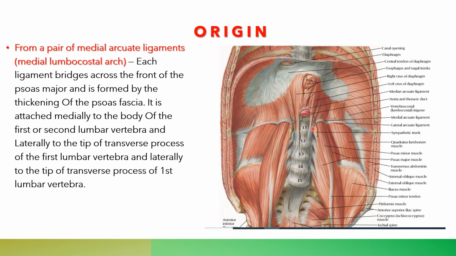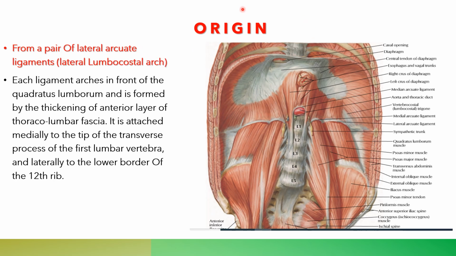So these medial arcuate ligaments bridge across the front of the psoas major muscle. These two medial arcuate ligaments are formed by the thickening of the psoas fascia. They are medially attached to the first or second lumbar vertebra, and laterally attached to the tip of the transverse process of the first lumbar vertebra.